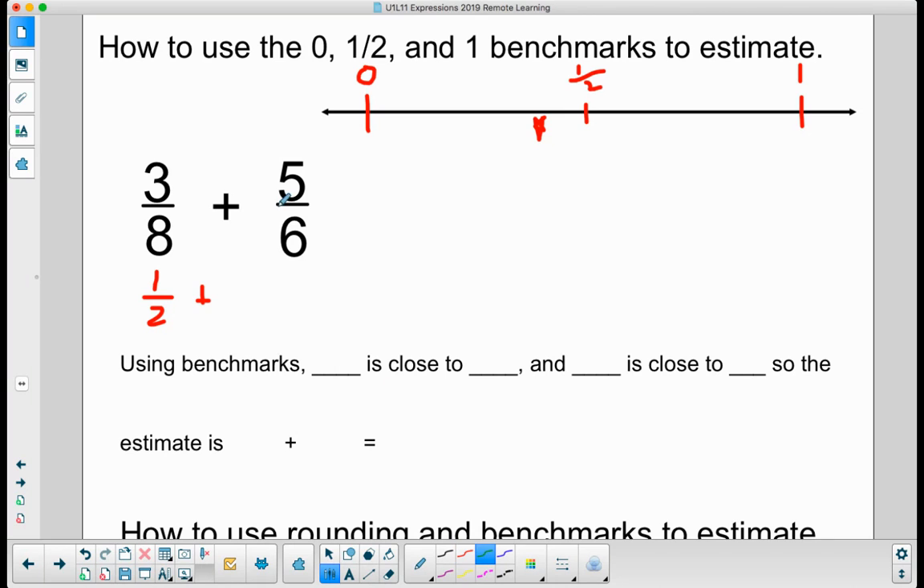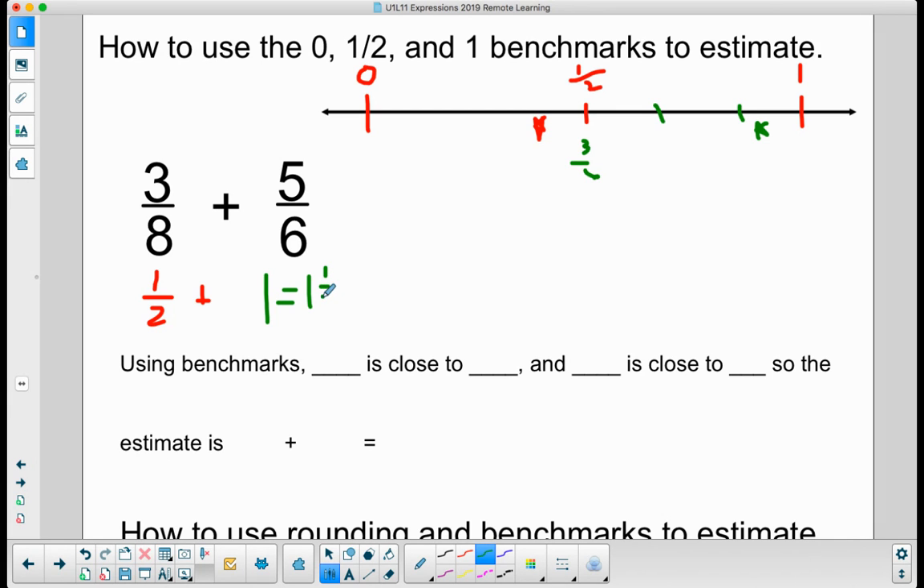Plus 5/6. Well, 5/6 is about right here. It is 1/6 from being a whole and 5/6 from 0. 3/6 is half. So 3, 4, 5, 6 would be there. It's 2/6 from half, 1/6 from a whole. It's closer to a whole. Now look at how easy that is to add. 1/2 plus 1. Well, that would be 1 1/2.